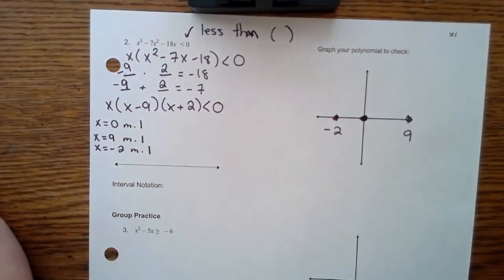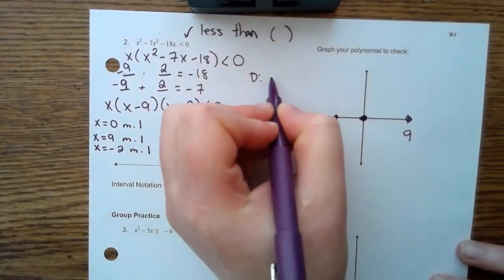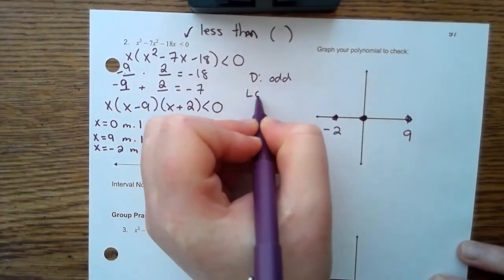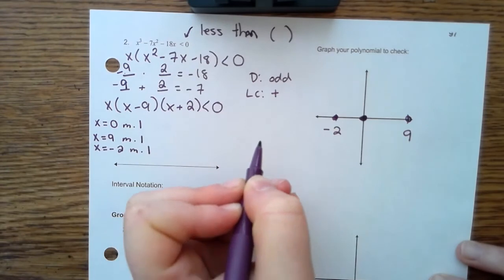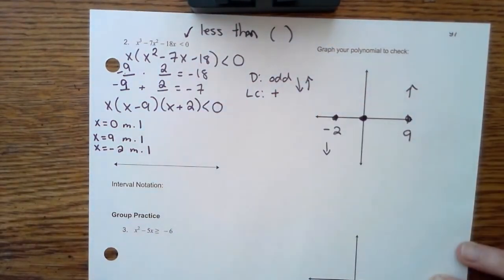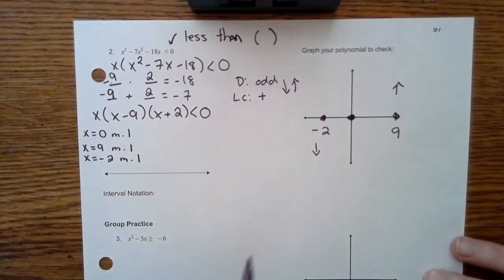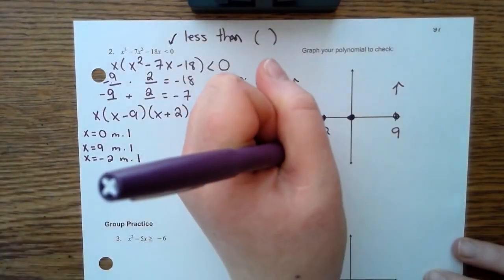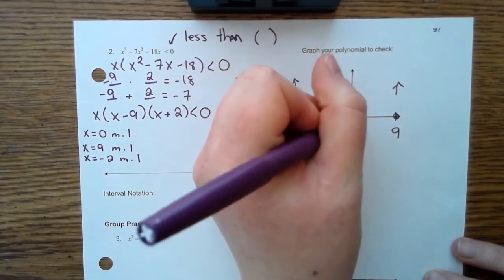So my degree is odd. My leading coefficient is positive. Odd positive is down, up. So I'm going to throw that in there. And let's find our graph. So I'm going to pass through all these because they were all multiplicity 1, sorry.